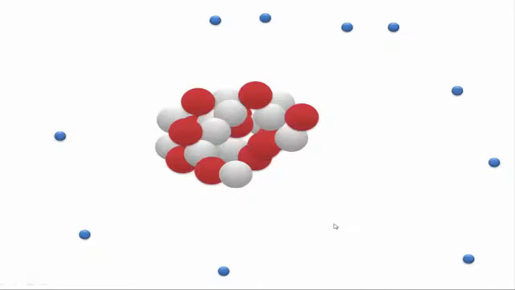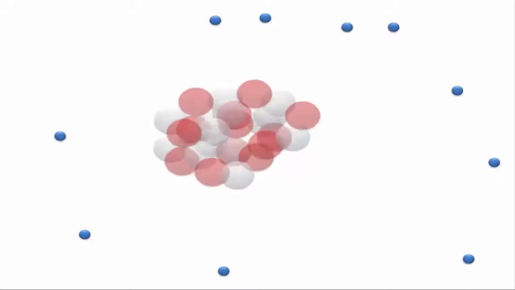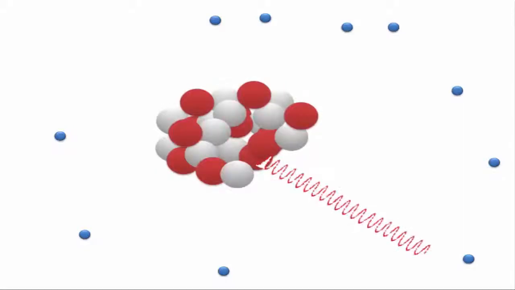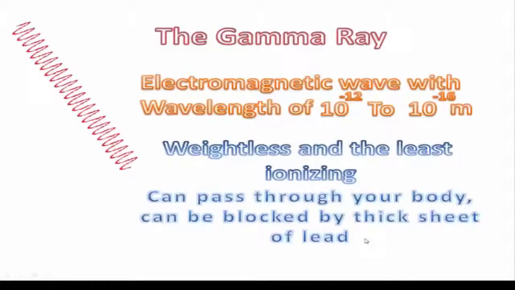Third, the gamma ray. If the nucleus is extremely excited, yes, that's the technical term, then it can release a gamma ray to stay stable. So, let's look at the properties of the gamma ray. The gamma ray is an electromagnetic wave with a wavelength of 10 to the negative 12 to 10 to the negative 16 meters.